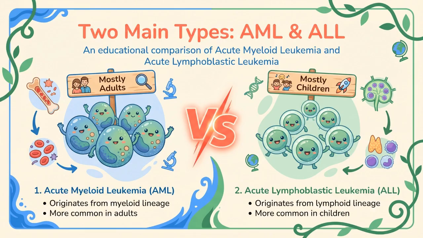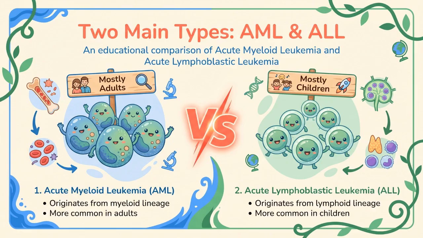On the other hand, ALL originates from the lymphoid lineage, involving precursors destined to become B or T lymphocytes. ALL is predominantly a disease of childhood, making it the most common pediatric leukemia, but it can certainly affect adults too. While both involve uncontrolled blast proliferation, their cellular origins dictate very different morphological, immunophenotypic, and genetic features. So, differentiating between AML and ALL is a foundational step in acute leukemia diagnosis.